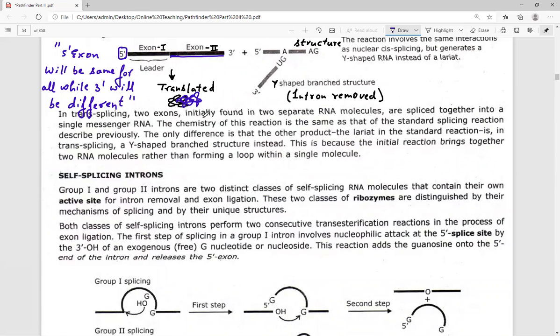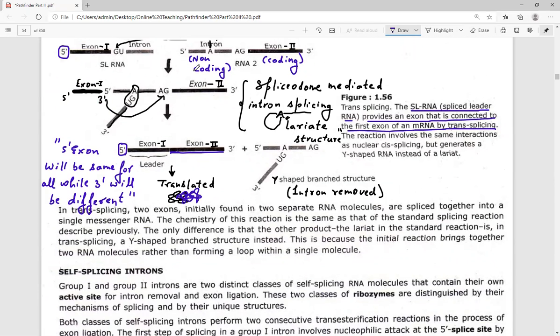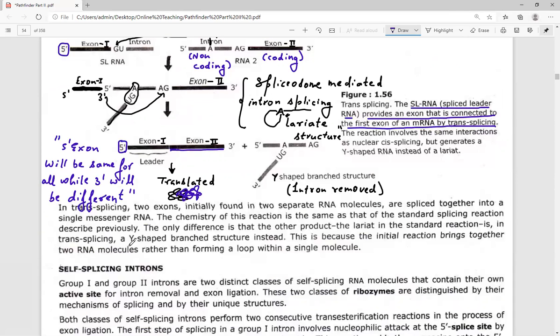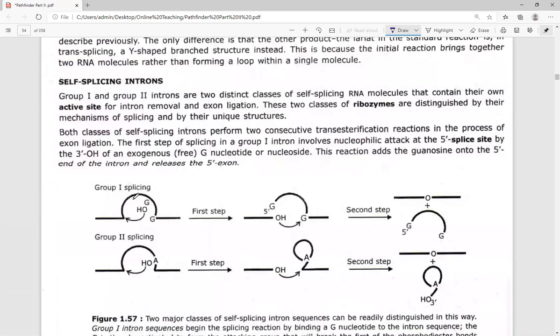Then in trans-splicing, two exons which have been produced from two separate RNA molecules are spliced together into a single messenger RNA. There is a single messenger RNA in which it has been spliced off. A Y-shaped branch structure has been produced. This is because the initial reaction brings two RNA molecules closer to each other, forming a loop within a single molecule. Next is referred to as self-splicing introns.